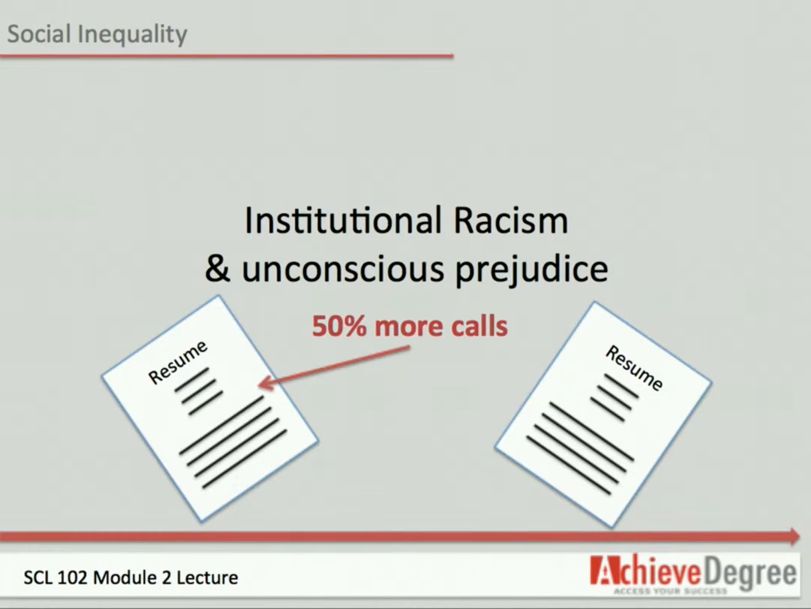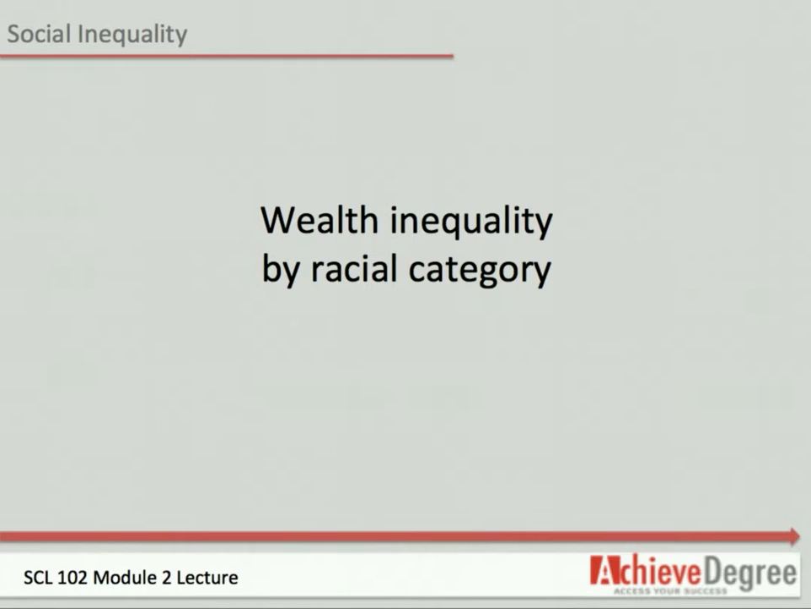These different forms of racism contribute to the perpetuation of wealth inequality by racial category. In the U.S., our culture values meritocracy, which argues that all citizens are equal and should have the same opportunities to succeed. It follows that racial inequality is a social problem in the U.S.